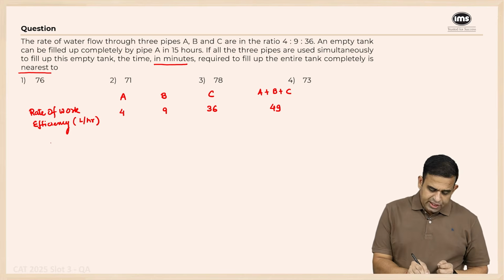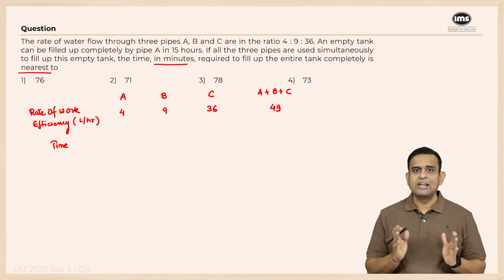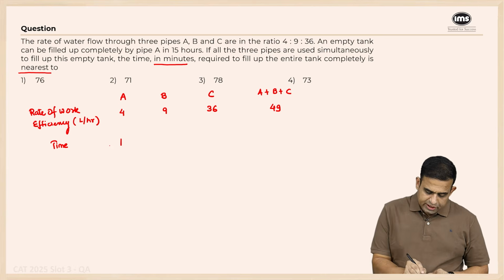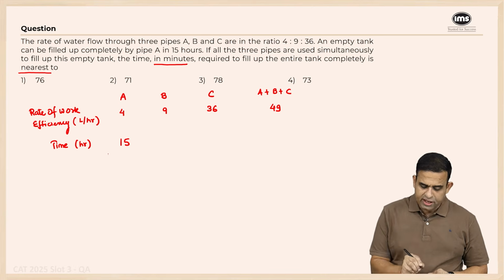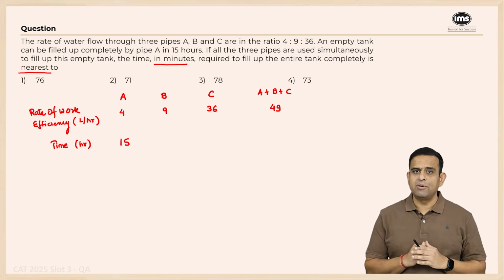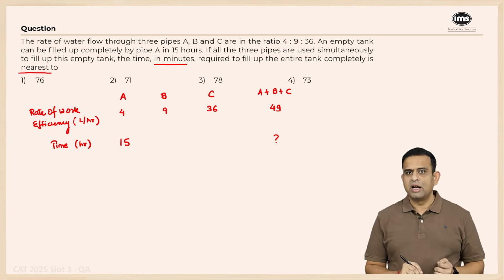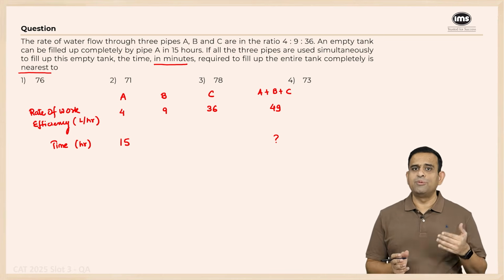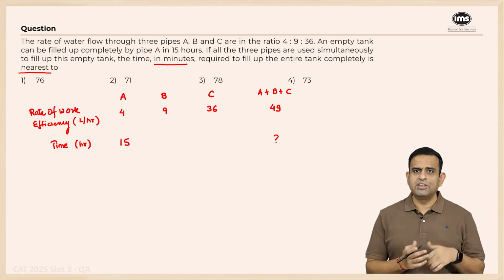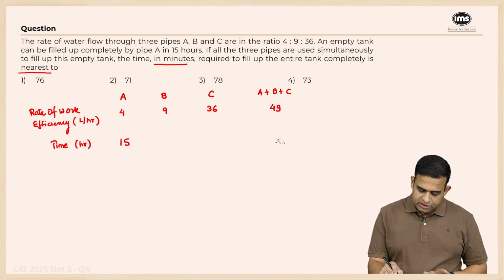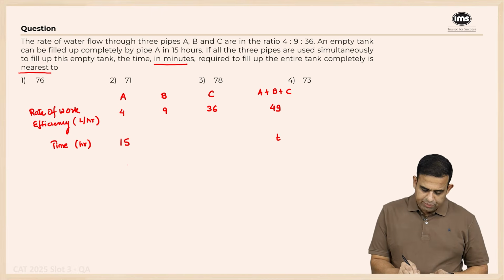What has been given in case of pipe A doing the entire task is that it takes 15 hours. And the question says, what if all the three pipes work together to fill the empty tank, how much time will it take? The simple answer in this case is we can use the concept of work equals man into days, or rate into time, or efficiency into time. If I assume this is some time t, then this will be 4 into 15 equals 49 into t.